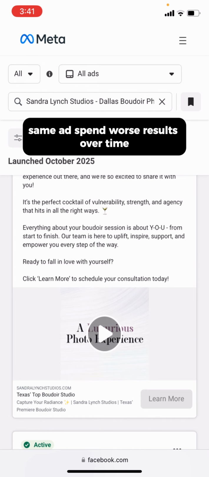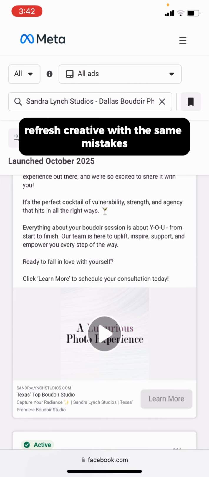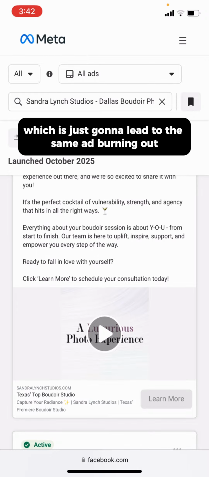Same ad spend, worse results over time. It feeds back into the Meta ad algorithm, going through the downward spiral of despair. You know the drill. Ad burns out, ad dies out. Refresh creative with the same mistakes, which is just going to lead to the same ad burning out.